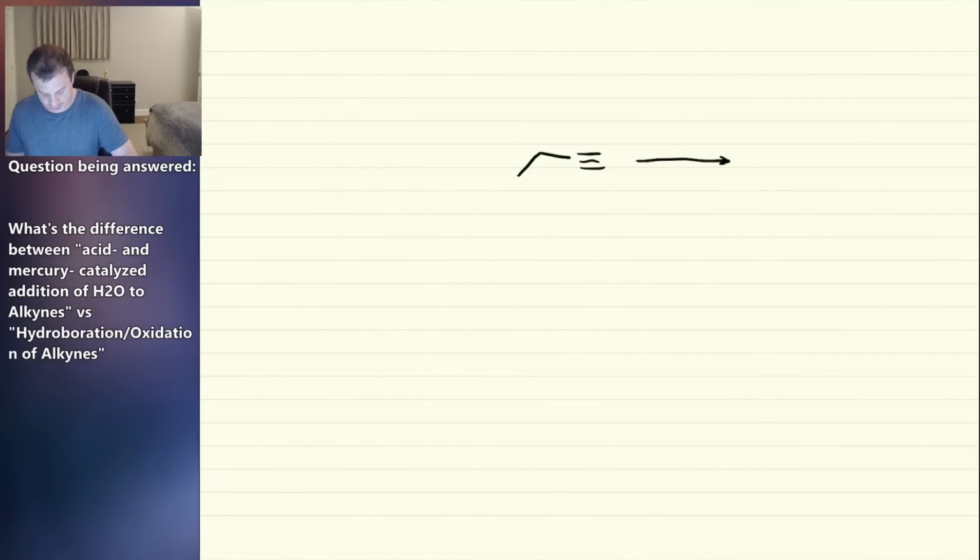if I treat that with step 1, Cy2BH, step 2, H2O2, NaOH, H2O, we're going to go ahead and make an aldehyde, because this is adding OH to the less substituted side of the alkyne.